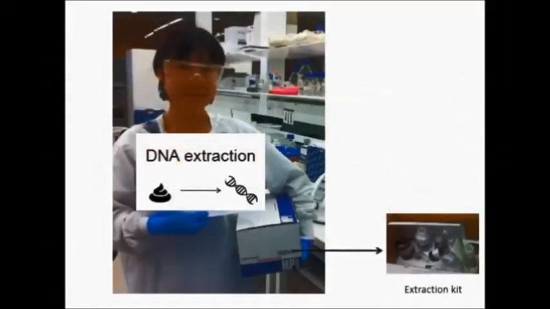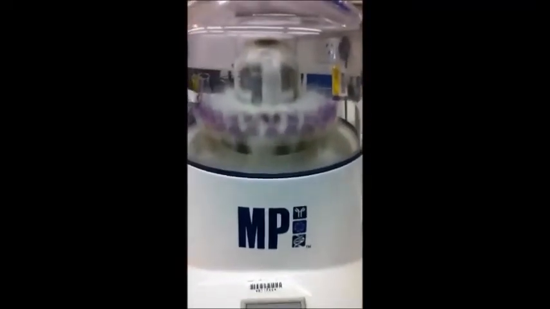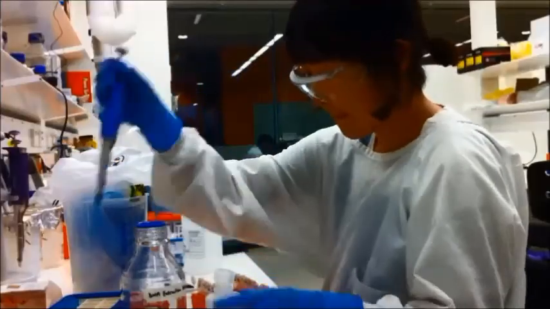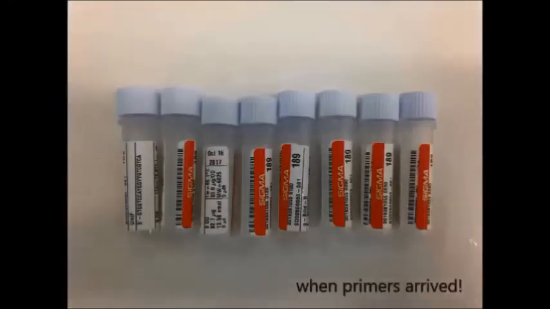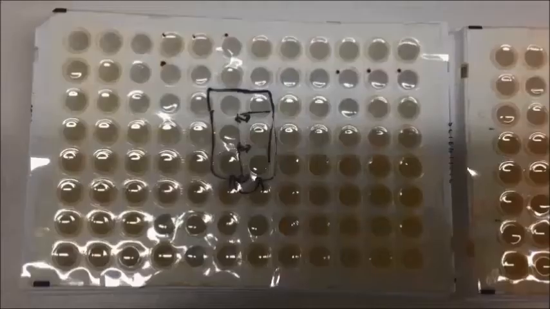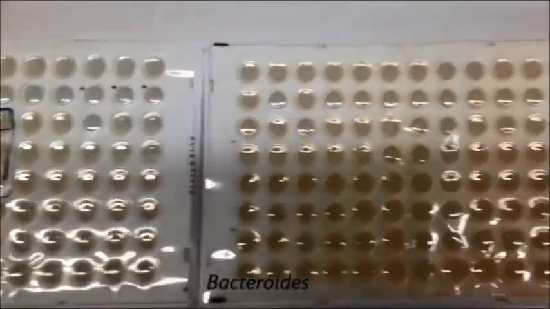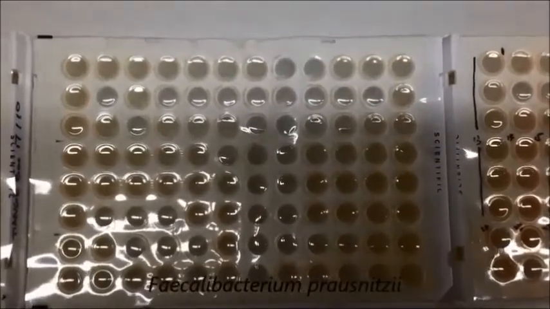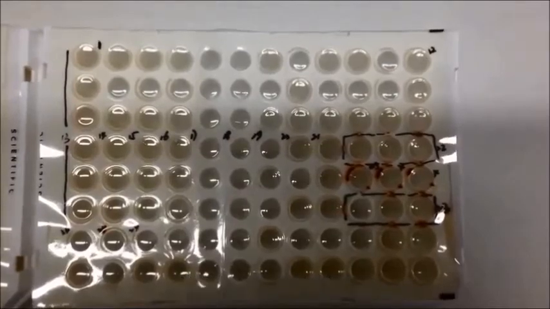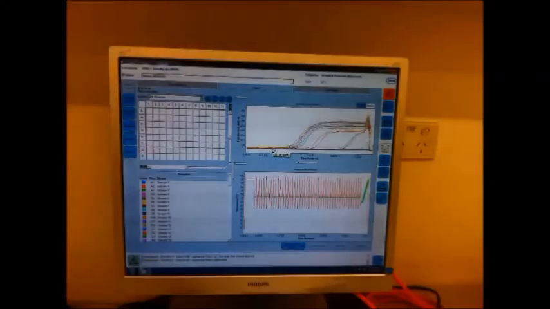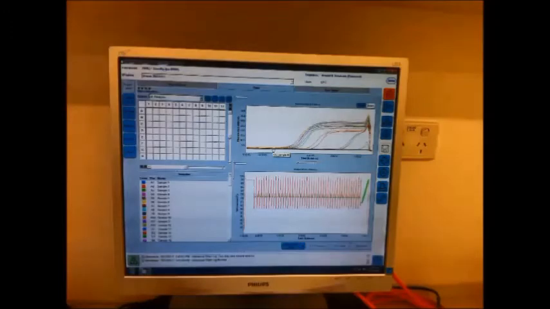To study the gut microbes, first I need to do DNA extraction. I used homogenizer to break off the cells and release DNA. I then added binding matrix to attach DNA. After several washing, I eluted the fecal bacteria DNA. When the primers arrived, I did qPCR on the specific 16S gene on Bacteroides and Faecalibacterium prausnitzii, and also universal gene on all bacteria as a reference. I then used the delta CT value to measure the relative abundance of Bacteroides and Faecalibacterium prausnitzii.